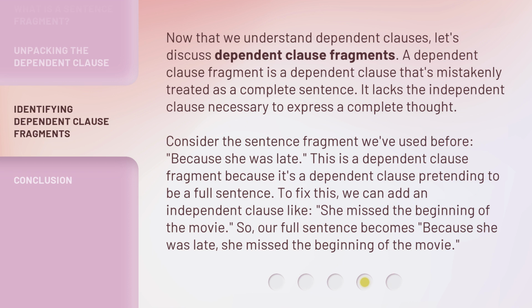Consider the sentence fragment we've used before, "because she was late." This is a dependent clause fragment because it's a dependent clause pretending to be a full sentence. To fix this, we can add an independent clause like, "she missed the beginning of the movie." So, our full sentence becomes, "Because she was late, she missed the beginning of the movie."